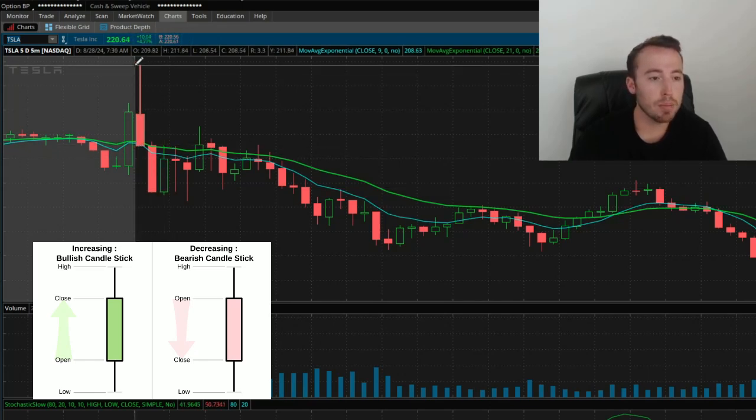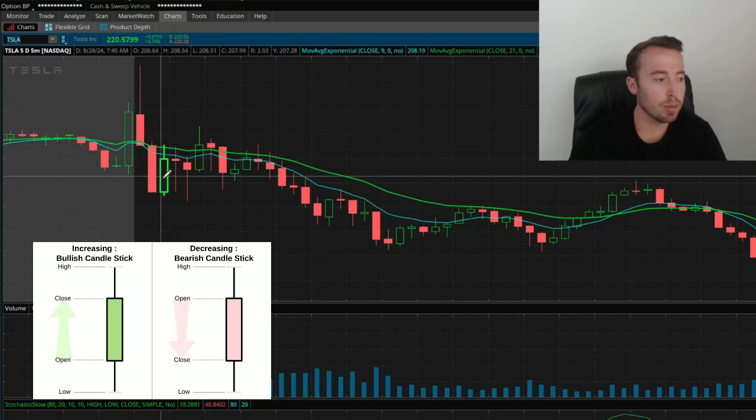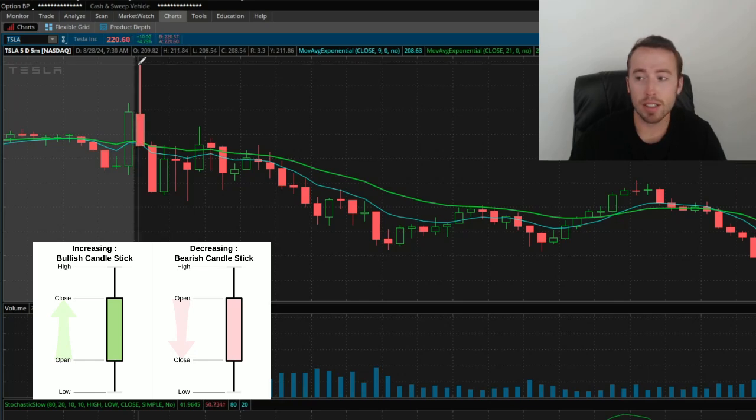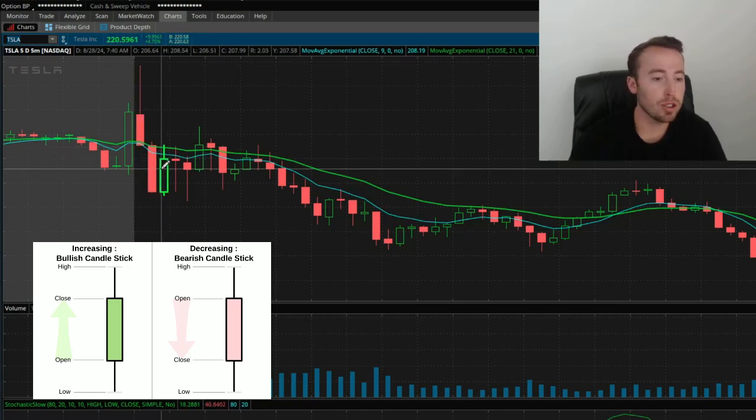These top wicks mean that this is the high of the candle. This is the 5 minute time frame, so each of these candles represents 5 minutes. Within these 5 minutes, the high of the price that it reached was 211.86, and the low is basically the open. So let's go to a different example.